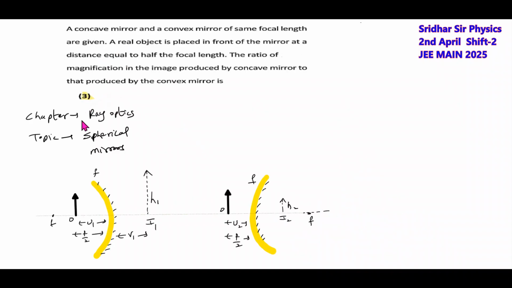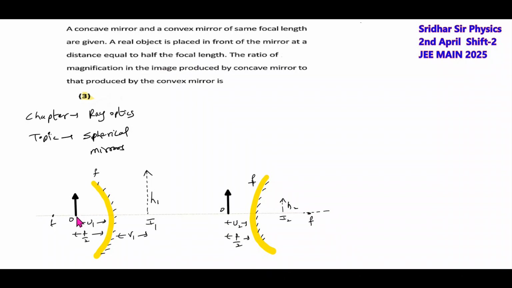Okay, this question belongs to the chapter ray optics, based on spherical mirrors. Let me read. A concave mirror and a convex mirror have the same focal length. These are having the same focal length f. A real object is placed in front of the mirror at a distance equal to half the focal length.